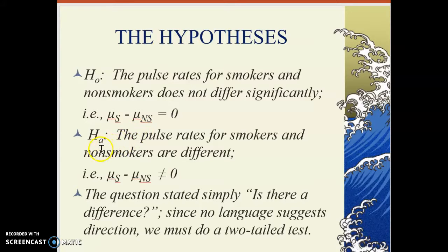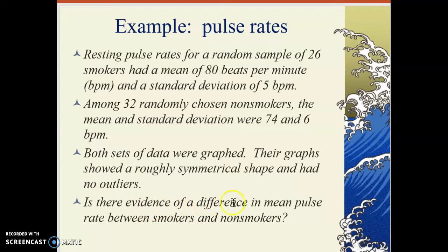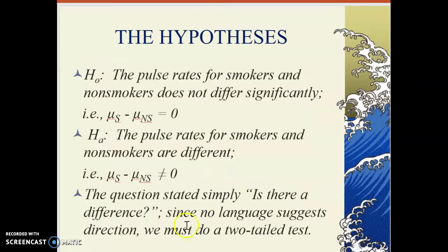The alternate hypothesis is that the pulse rates for smokers and non-smokers are different. We have smoker mean minus non-smoker mean does not equal 0. The question that we were asked on the prior slide at the bottom said, is there evidence of a difference in the rate? It didn't ask or imply a direction. Since no language suggested that direction, we're going to do a two-tailed test.